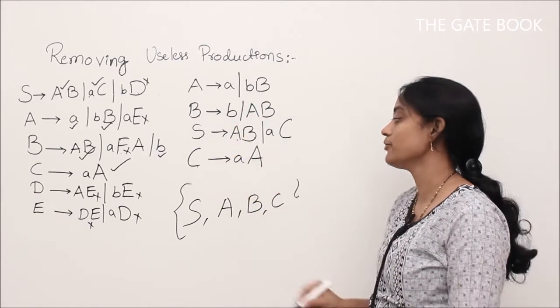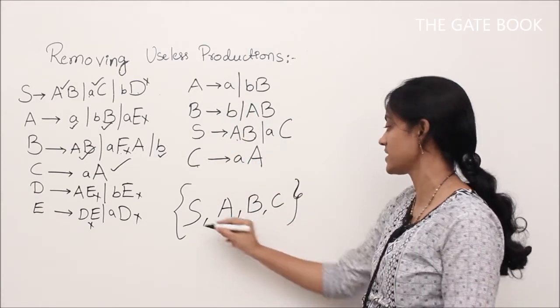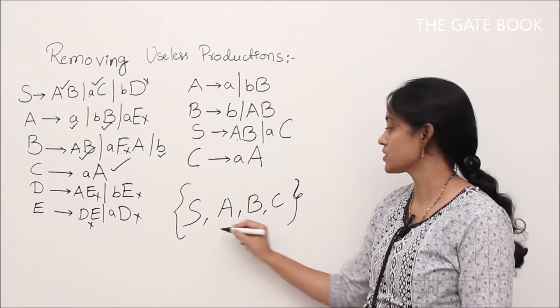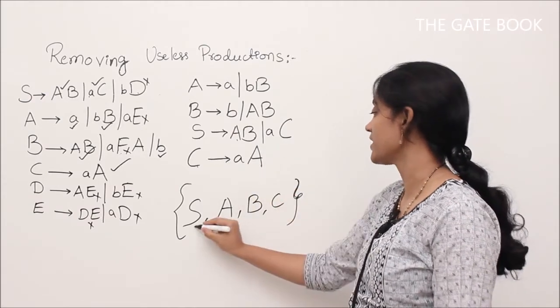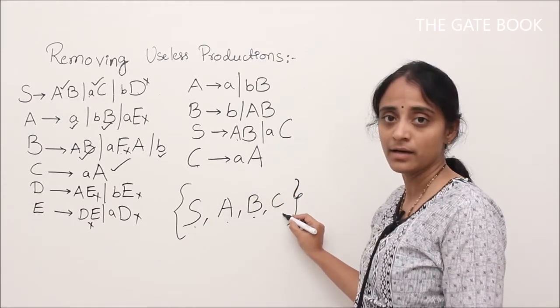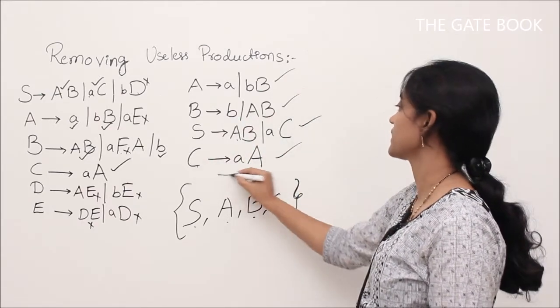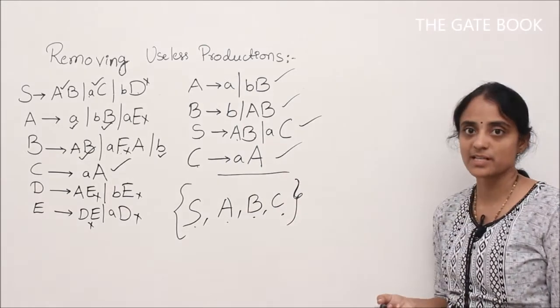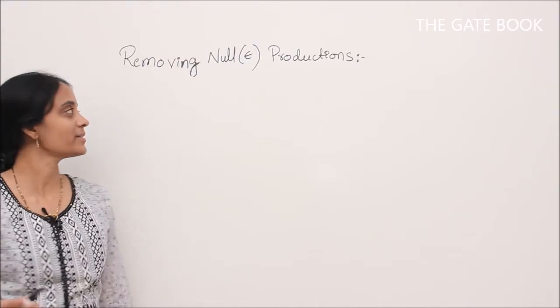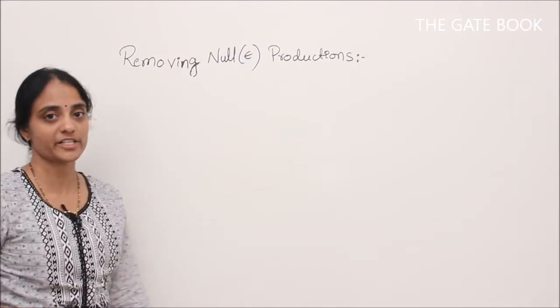And these are the only 4 variables, and in one iteration itself we got all of them in this set. So all the productions whichever have these variables on the left hand side are all useful. So this is our final grammar after removing useless productions. Now we will see how to remove null or epsilon productions.